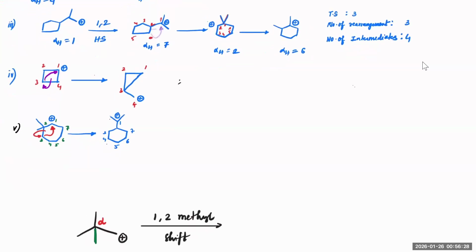Got it? Because a carbocation can never be a starting point. And a carbocation can never be an end point. It has to either convert into an alkene, an addition reaction, or a substitution reaction. Something has to happen. It cannot be left as a carbocation.